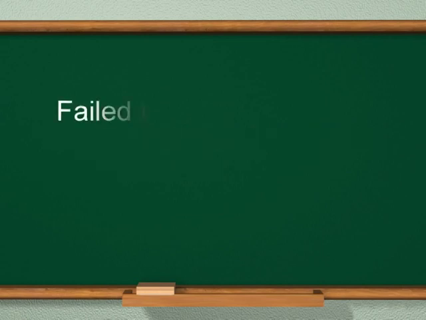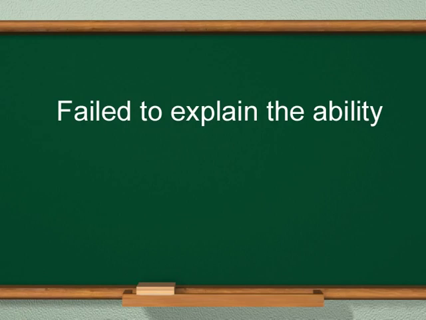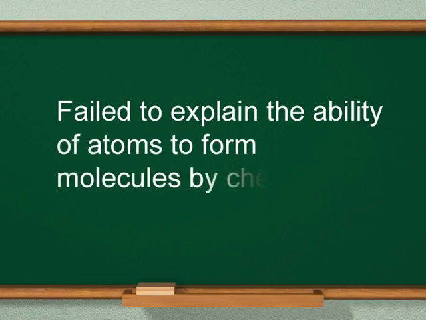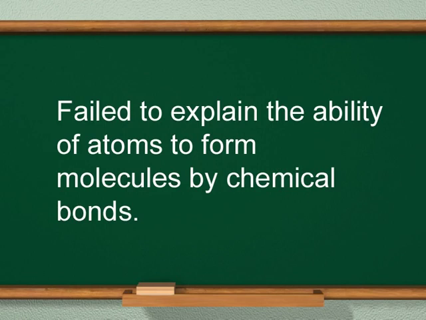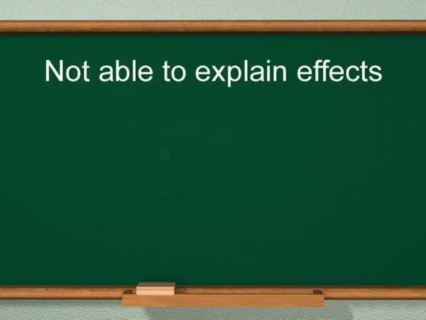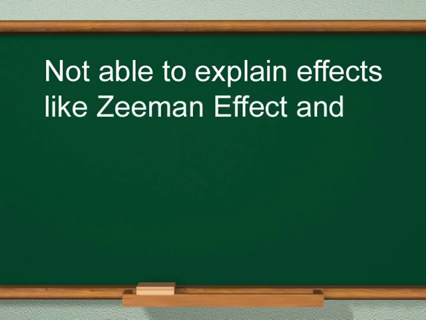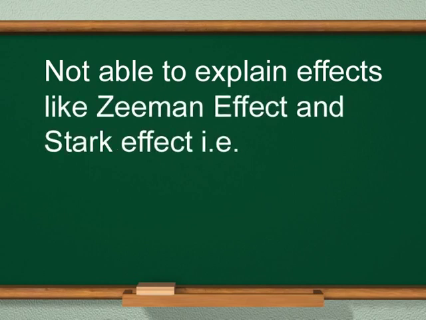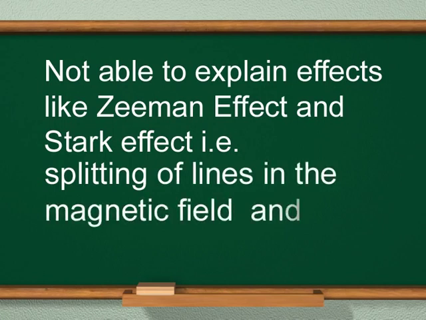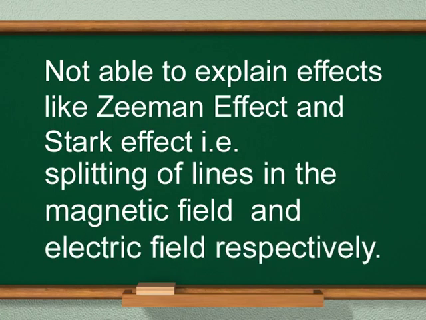Bohr's model failed to explain the ability of atoms to form molecules by chemical bonds. Bohr's theory was not able to explain effects like Zeeman effect and Stark effect, that is, splitting of lines in the magnetic field and electric field respectively.